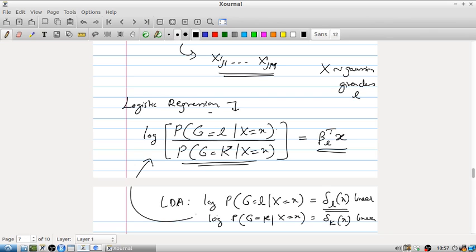So without making the Gaussian assumption, I'm going to skip two steps ahead and say whatever the class conditional densities, the f_k's, may be, I don't care. LDA makes an assumption that FL of x is Gaussian. I will not make that assumption. I will directly jump two steps and say the log of the conditional probabilities of the classes is going to be linear. That's the starting point for logistic regression.